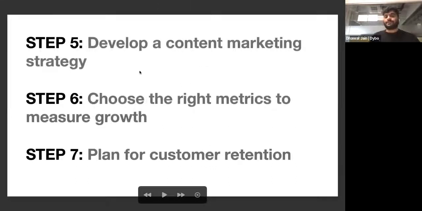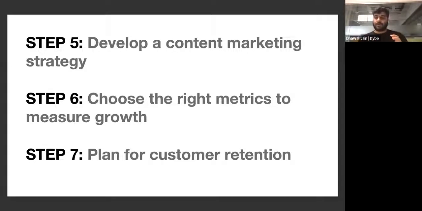So step 5 is developing a content marketing strategy. Content marketing basically brings context to your product. So a lot of people say content is the king. That's ideally not the case. Content is the queen. Context is the king, right? So through content marketing, you can develop context through which a lot more people can relate to your brand.